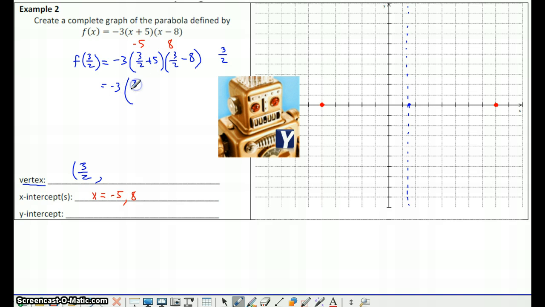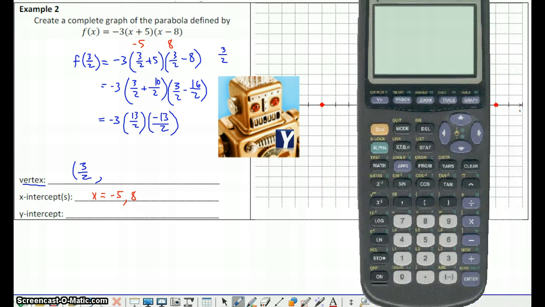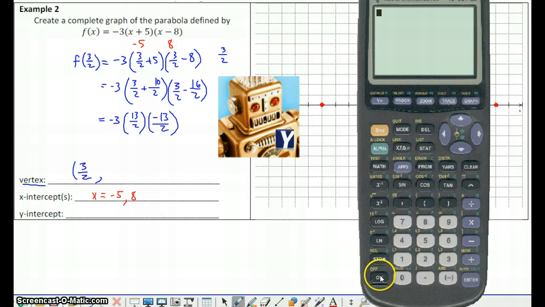I'm going to change 5 into 10/2, and I'm going to change 8 into 16/2. So then I would get 3 plus 10 is 13/2, and 3 minus 16 is going to give me -13/2. And these numbers are large enough where I would say use of a calculator would be okay.